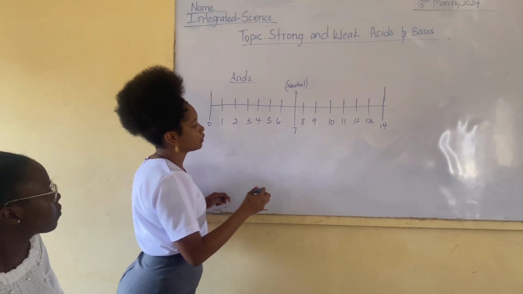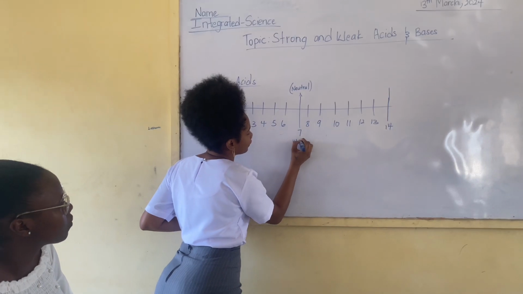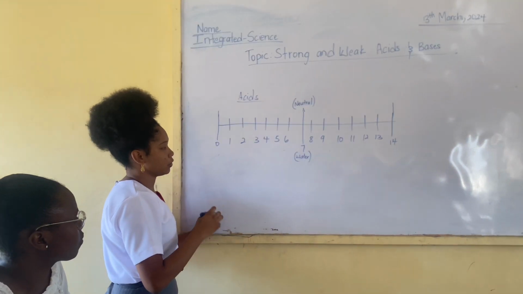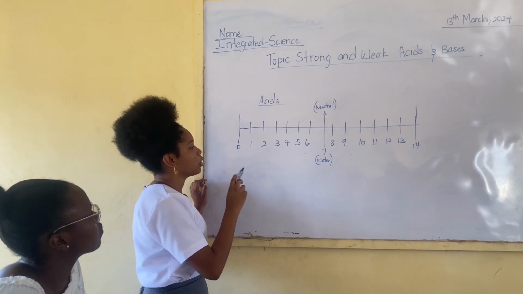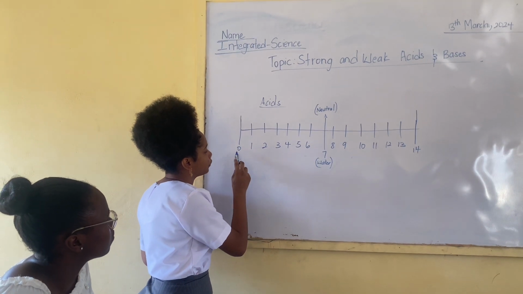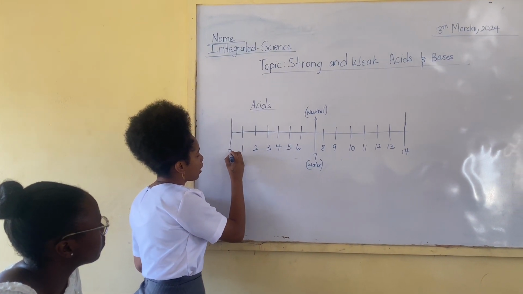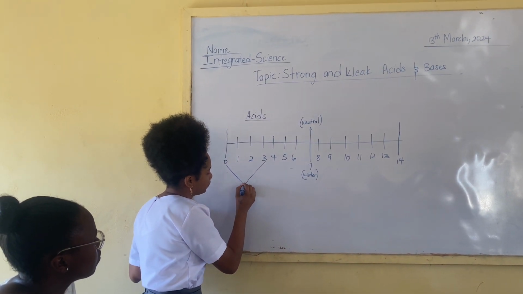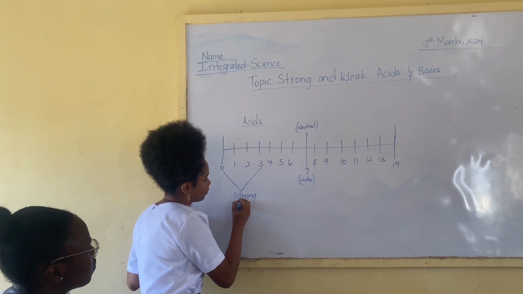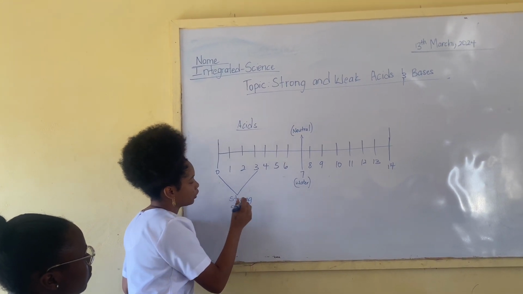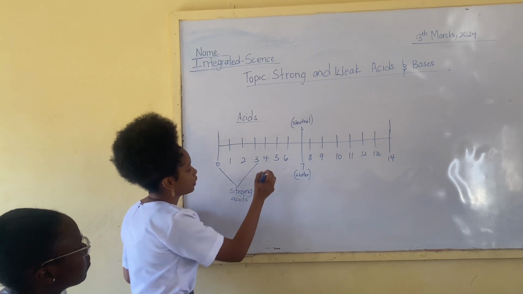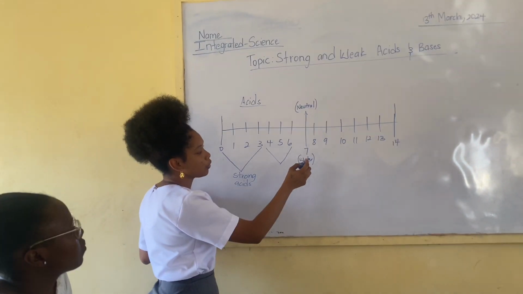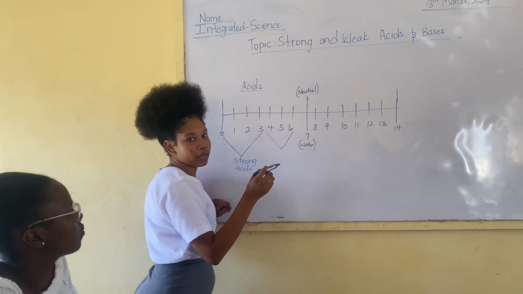Example of a neutral substance is water. So on the pH scale, strong acids range from 0 to 3. So I'm just going to put an arrow here showing where the strong acid starts and where they end. So since here is strong acids, from 4 to 6 will be the weak acids. So the closer the acids to the neutral point, the weaker the acid will become.